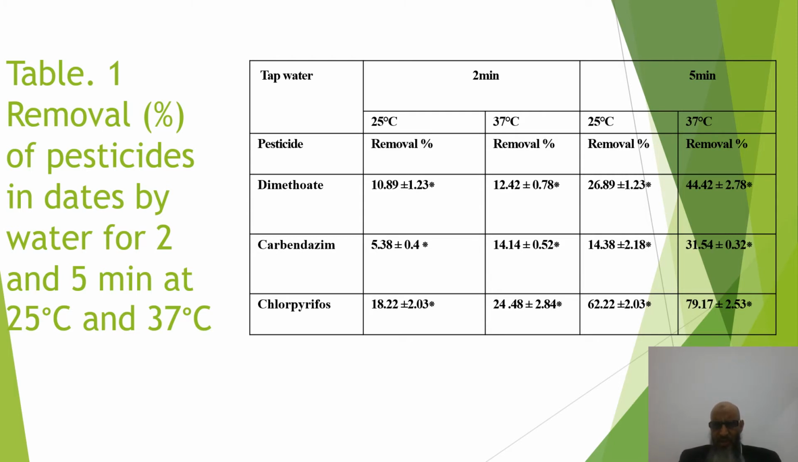While at 5 minutes, the removal rate of carbendazim increased to 14.4 and 31.5% at 25 and 37 degrees centigrade. Chlorpyrifos was removed by 18.22 and 24.44% at 25 and 37 degrees centigrade when the washing time was 2 minutes. When the washing time was 5 minutes, the removal rates of chlorpyrifos increased to 62.22 and 79.17%.